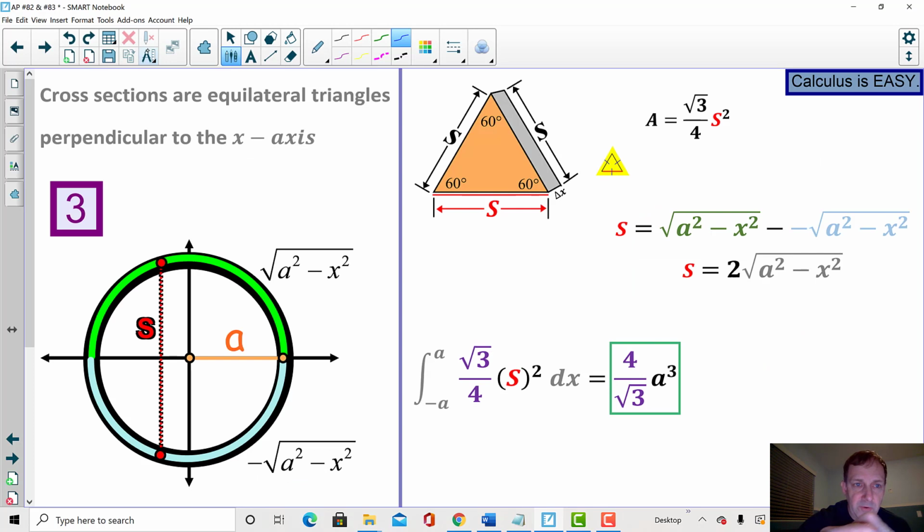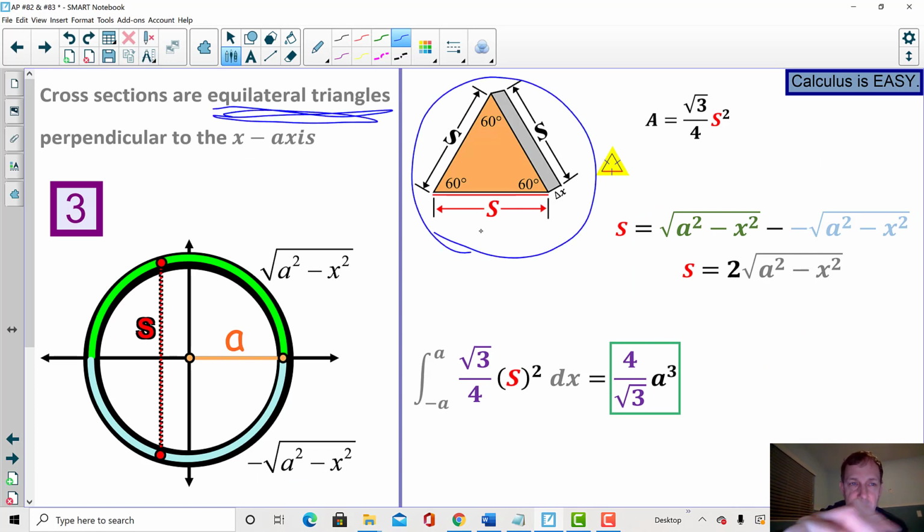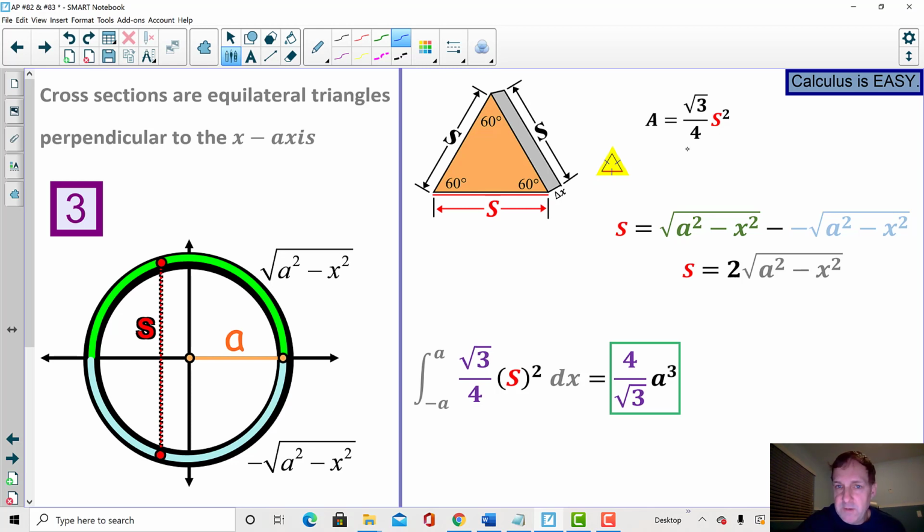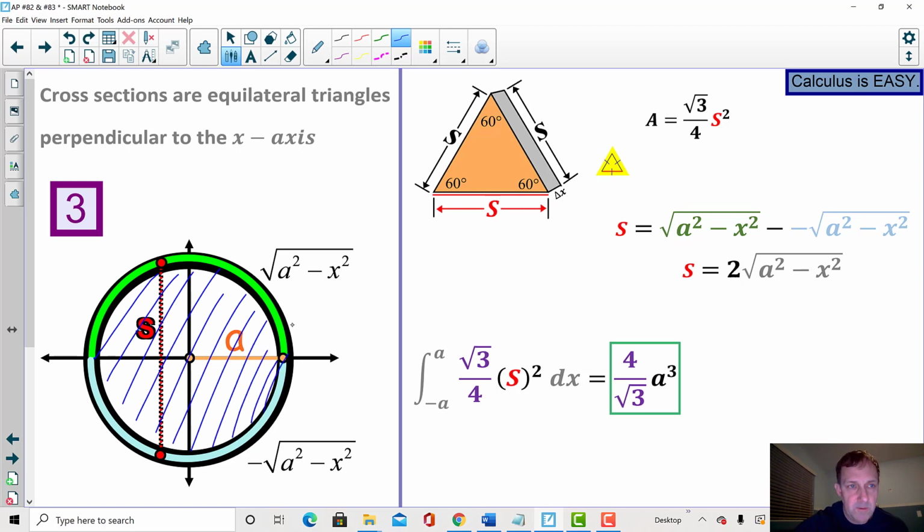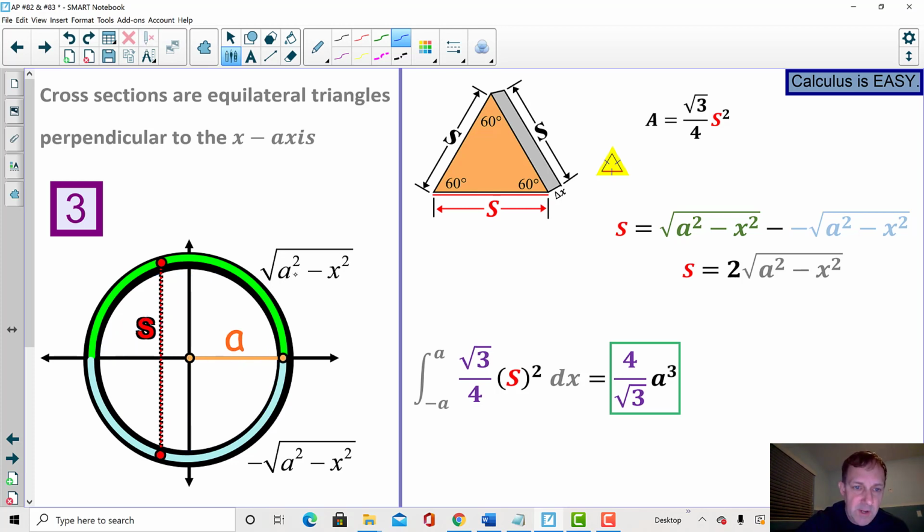So for this example, the cross sections are going to be equilateral triangles. I have an equilateral triangle drawn here just to remind us. The area of an equilateral triangle is going to be root 3 over 4 times s squared. For this example, the base is basically going to be this entire circle. So the base of our region is this entire circle. Now we're not actually using numbers for the radius. We're just using a letter A.